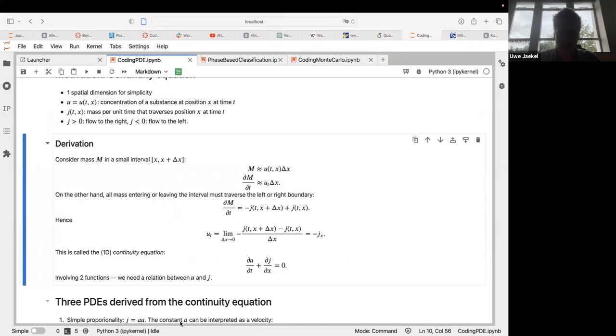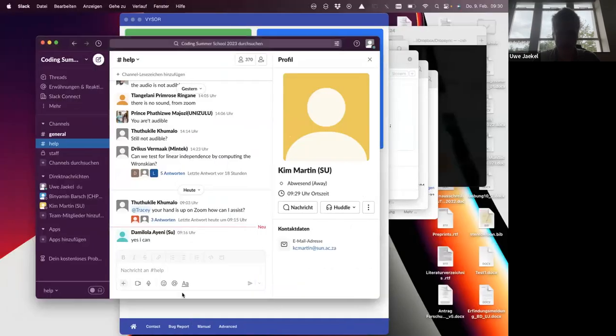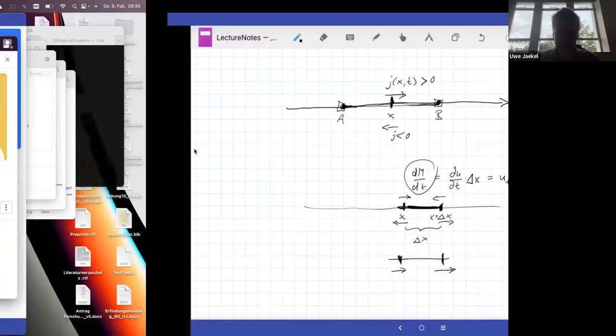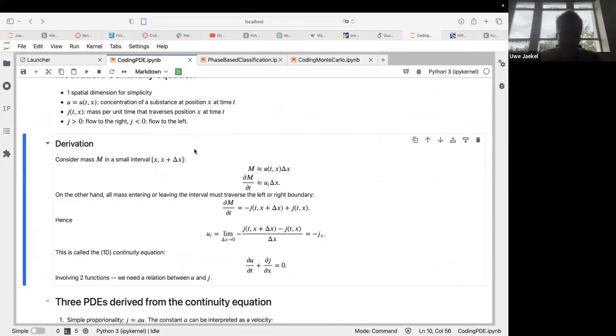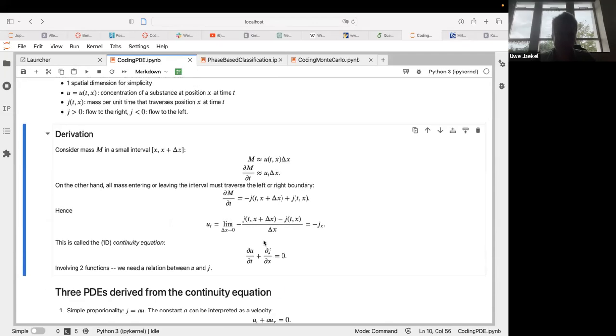Okay, no questions so far. Now let's see what useful differential equations we can derive from that. And I will show you three pretty important equations.